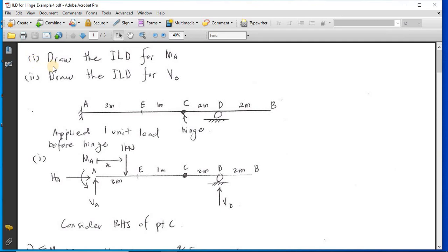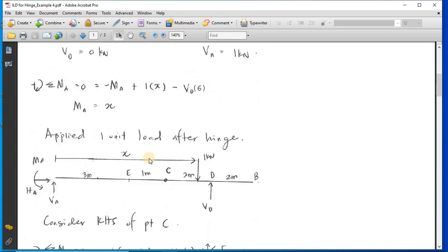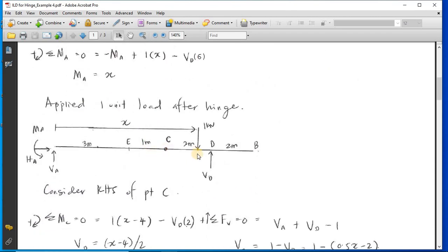Our objective is to develop both of these diagrams, which are the ILD at the support A based on the moment reaction, and the ILD at a point E, so the shear force at the point E. When we deal with the beam with hinge, at the first step you need to provide the reaction values at support based on two sets. The first set must be based on the one unit load applied before hinge. Another set is you need to apply one unit load after hinge.